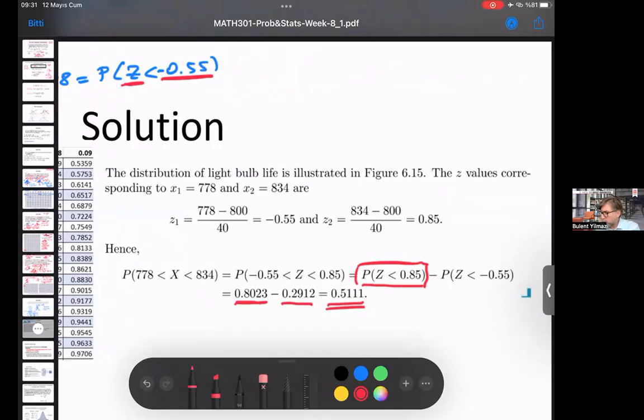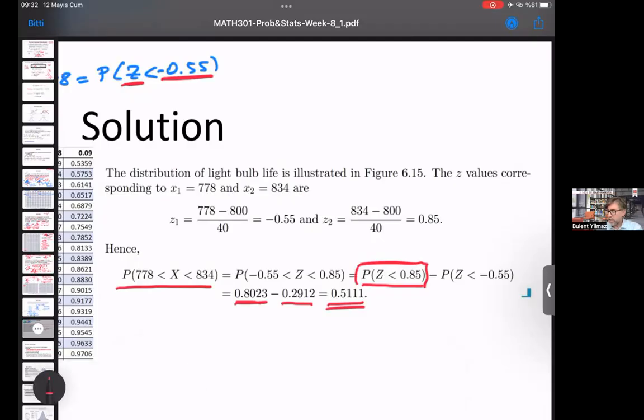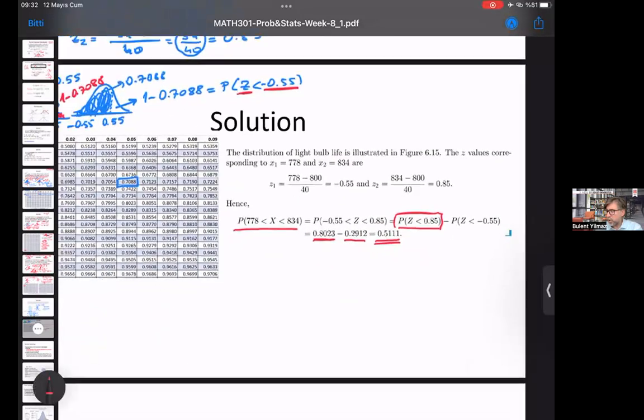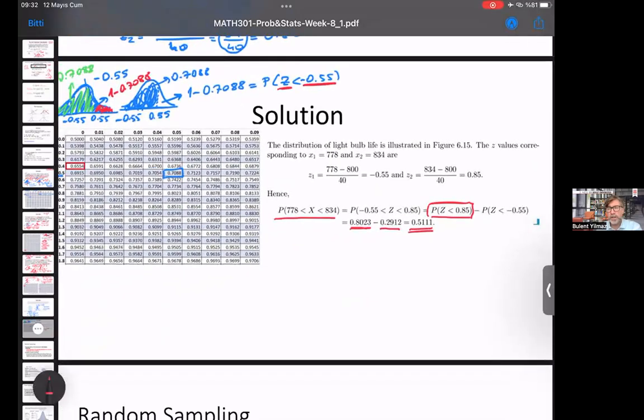Okay, the probability of having this is 0.51, and obtaining a light bulb with this life duration is going to be like 51%. Okay, did everyone understand what is going on in this part, arkadaşlar? This is the end of the probability calculations using the Z table and the problems. Any questions so far that you didn't understand?